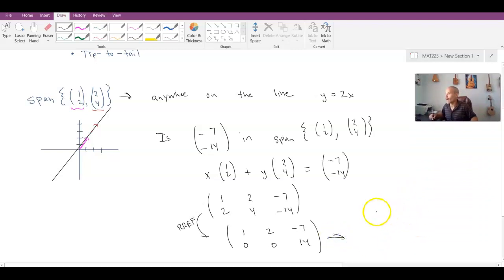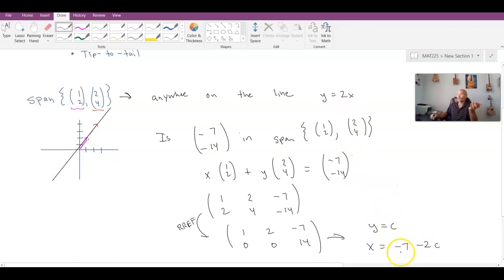This is a situation where we have infinitely many solutions. If we let y be some free value, then x has to be equal to -7 minus 2 times that value. For example, if y is 1, then x would have to be -7 minus 2, which would be -9. So 1 and -9 would work, and we can double check that that's in fact a possible way in which we could combine those two vectors. And a really easy way is to say y equals 0.